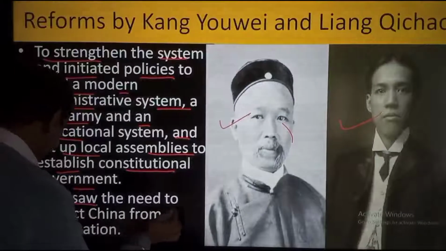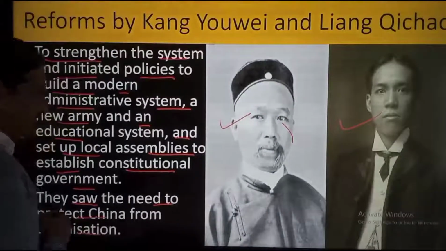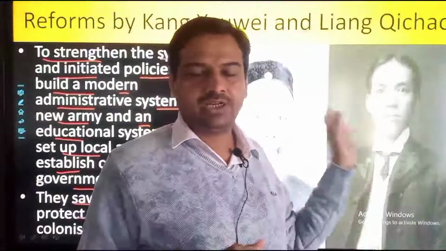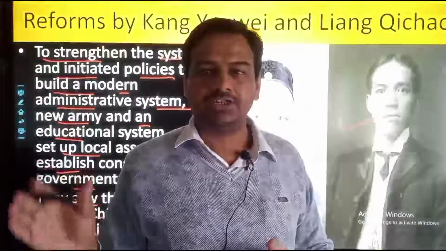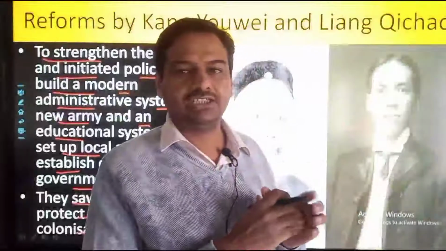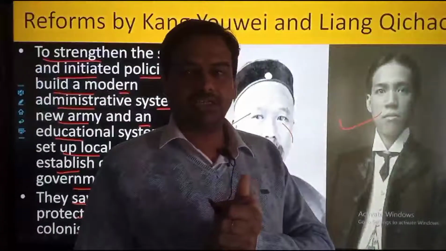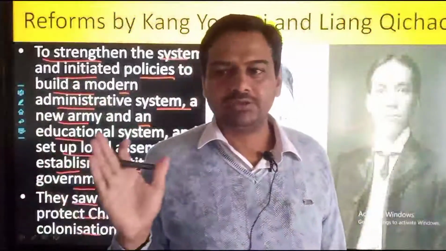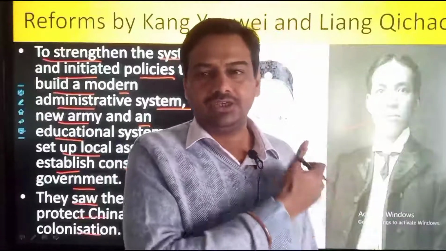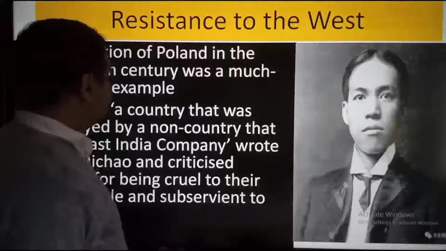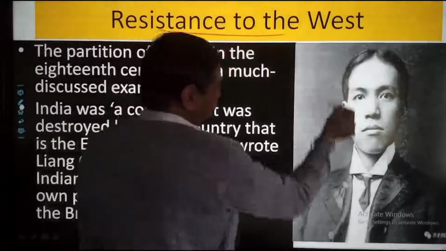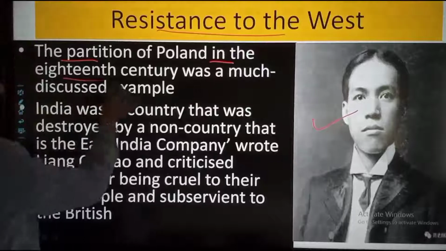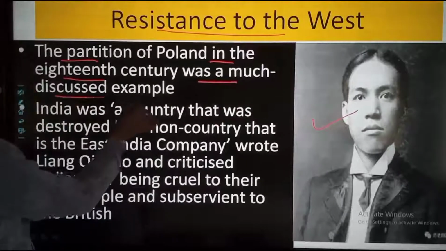They saw the need to protect China from colonization, because the news of colonizing different countries in the world had spread in China, especially the news of the colonization of India reached China. As a result, these reformers wanted China to avoid being colonized by the British and some other European powers. So they initiated reform in China. First of all, resistance to the West. This is Liang Qichao. The partition of Poland in the 18th century was a much discussed example.